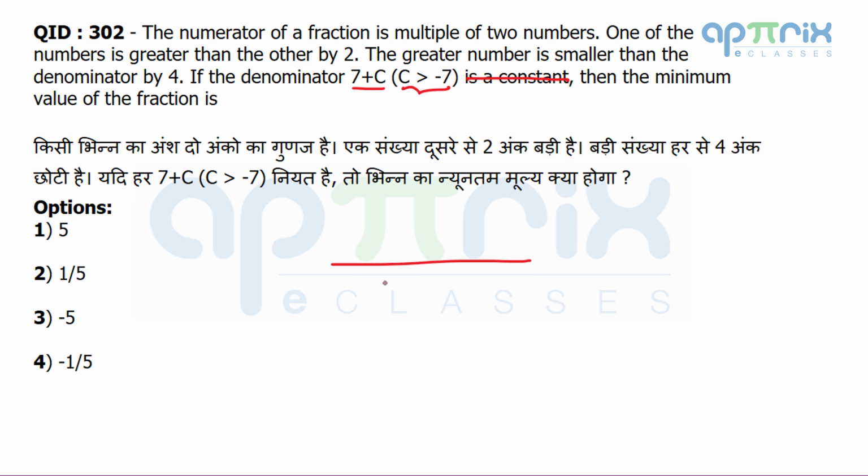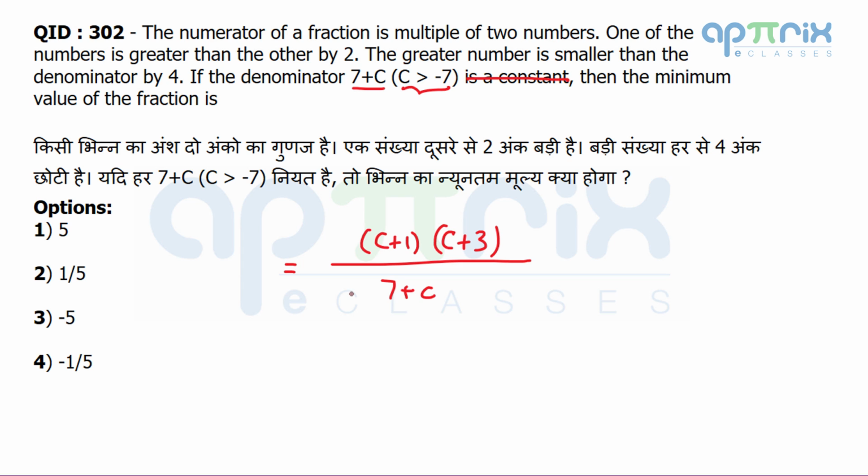So the fraction will be written like this, that 7 plus c will be the denominator here, and in the numerator it is given that one of the numbers is greater than the other by 2, while the greater number is smaller than the denominator by 4. So the greater number, 4 less than the denominator, I can clearly write it to be c plus 3, and here the smaller number will be clearly c plus 1. And now we have to find out simply that if this is the expression or the fraction given to us, what will be the minimum value of this fraction?